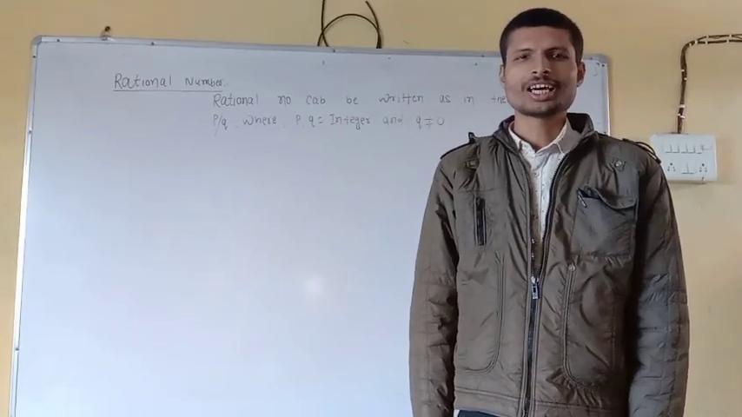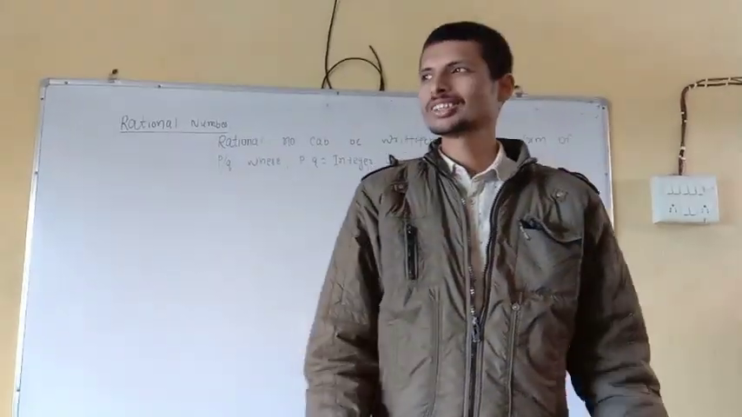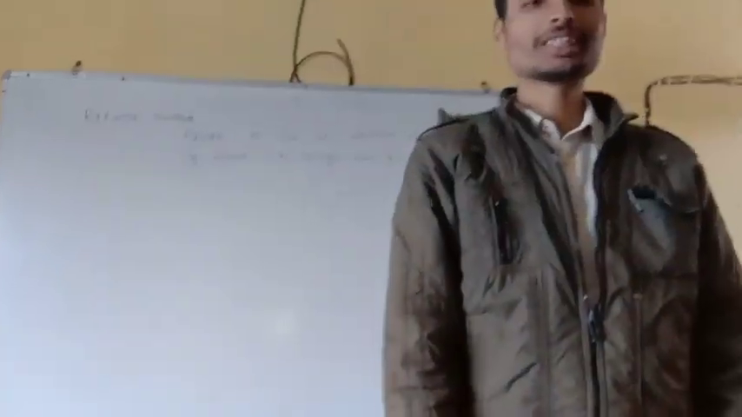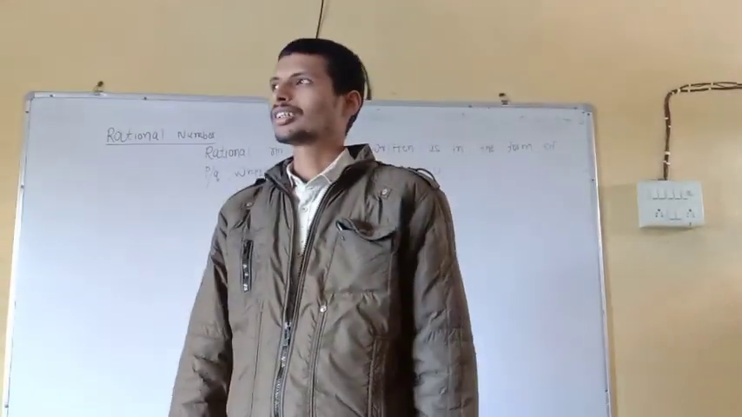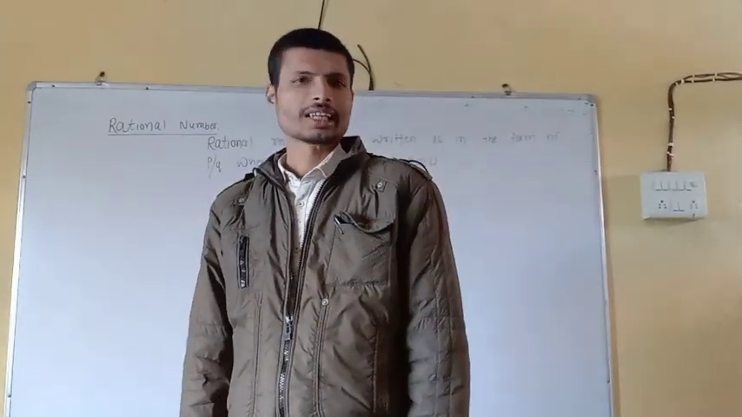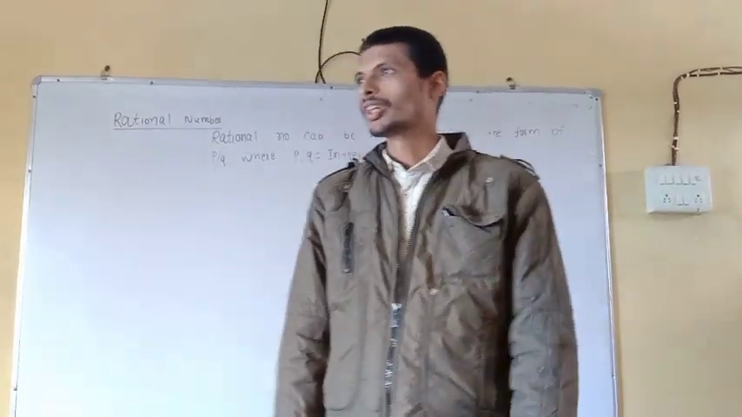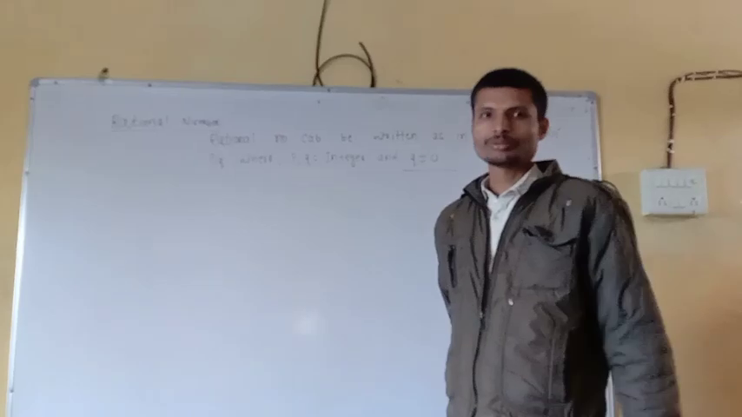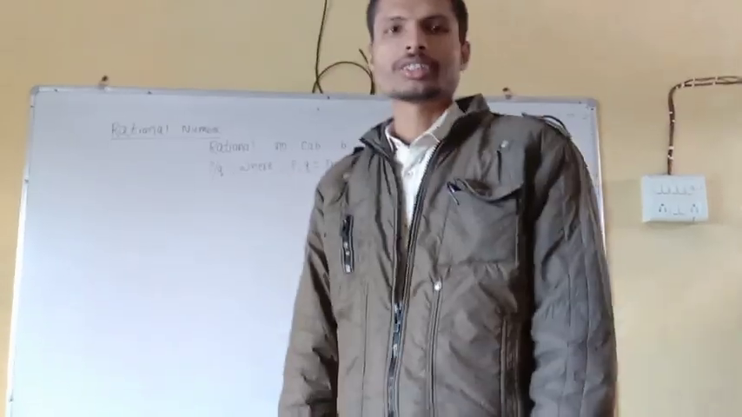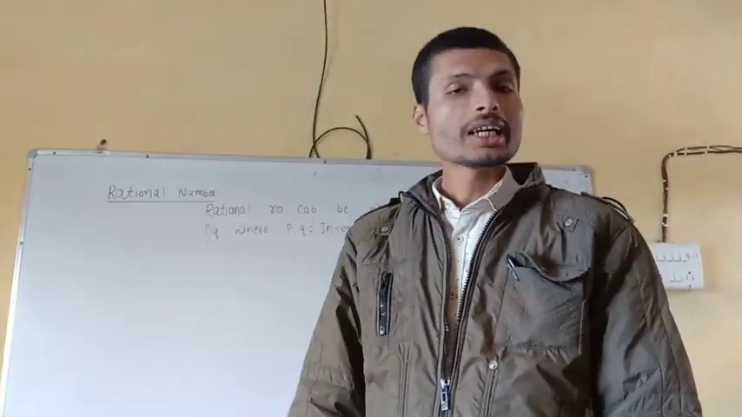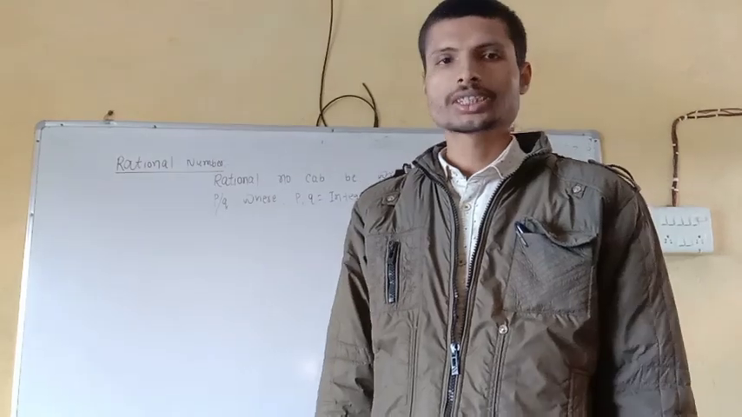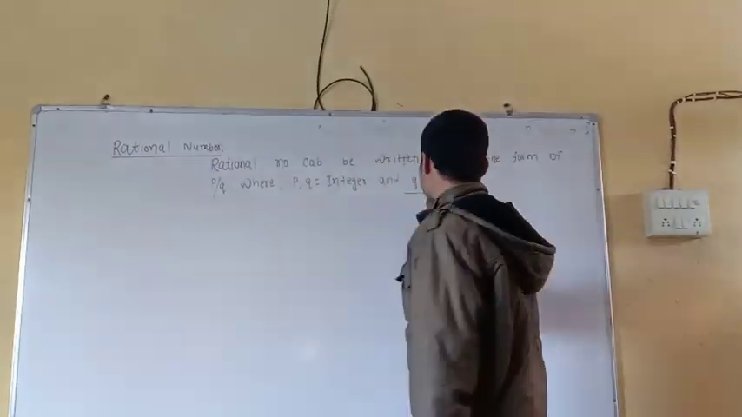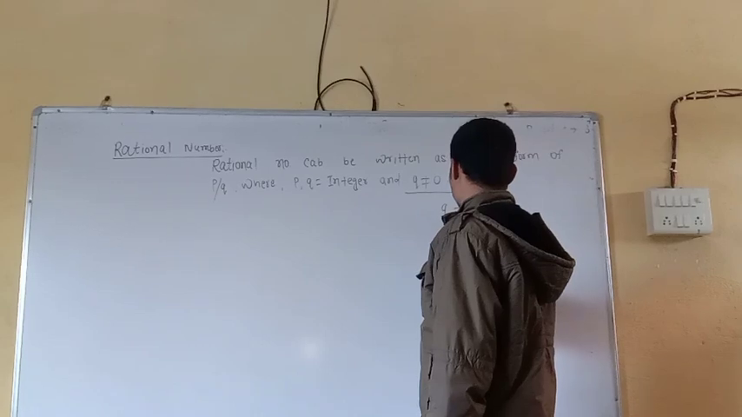I hope you already know what a rational number is. A rational number can be written in the form of p by q, where p and q are integers and q is not equal to 0. If I ask you why q is not equal to 0, you will say that it will be not defined. When I ask why it will be not defined, you will say that its value will be infinite. It means its value goes to infinity.